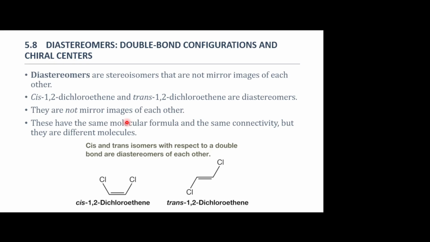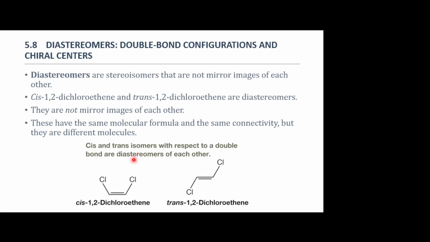Okay, so diastereomers are going to be stereoisomers. They're not mirror images of each other, though. Okay, that's the difference from an enantiomer, right? Enantiomers are stereoisomers that are mirror images of each other that are non-superimposable. Diastereomers, on the other hand, are going to be stereoisomers that are not mirror images of each other. Okay, still non-superimposable though. So cis and trans were examples of diastereomers.